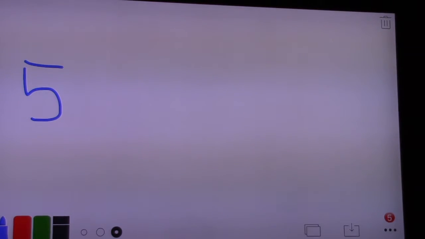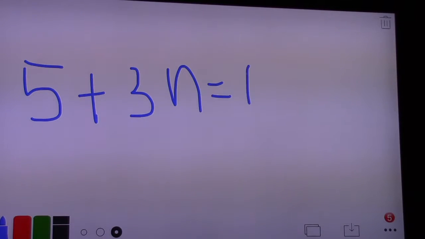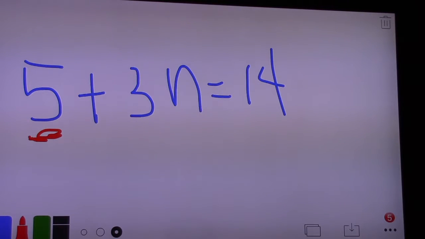So in the equation 5 plus 3n equals 14. First thing we always need to remember is that the number that's hanging out here, we have to get rid of it, move it to the other side, so that we can isolate the coefficient and the variable.